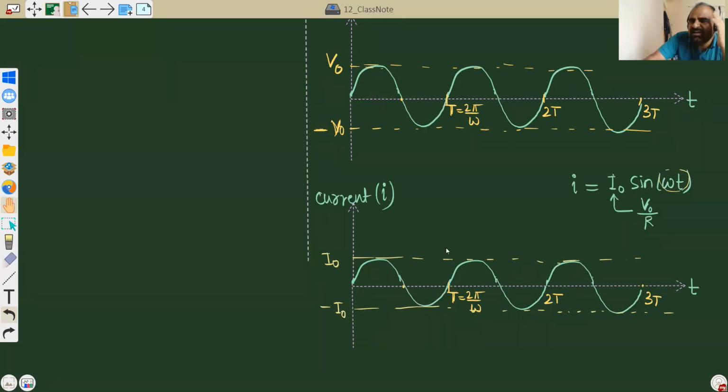Now everything is variable in the AC chapter. The voltage is variable, the current is variable. The power dissipated in the circuit will be variable, though we have not yet talked about power, but very soon we will talk about power. That will also be variable. Everything will be variable.